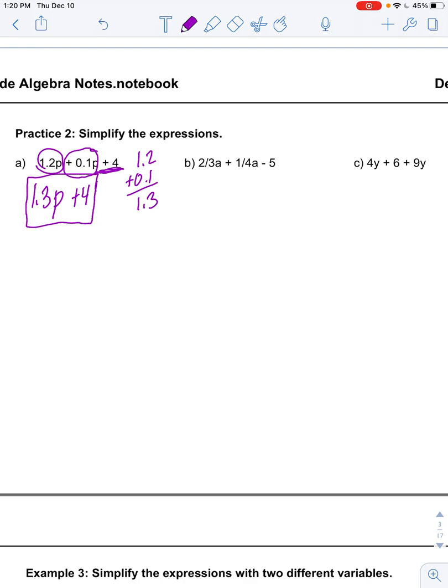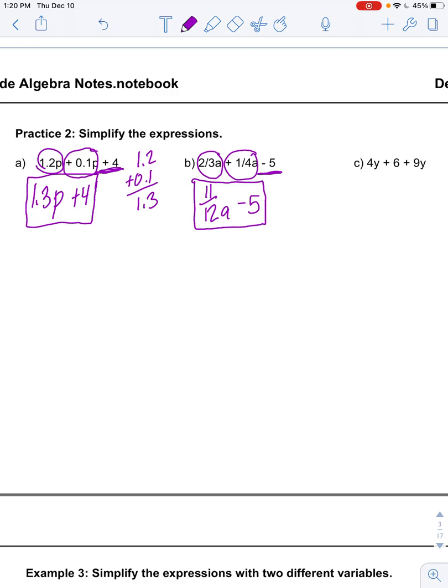B, 2/3 a plus 1/4 a minus 5. So we got 2/3 a that we can combine with 1/4 a. Add those together and you get 11/12 a. Then you have a minus 5. Nothing you can combine with a minus 5, so you just bring it down. So we have 11/12 a minus 5. Cannot combine them because 5 does not have an a.